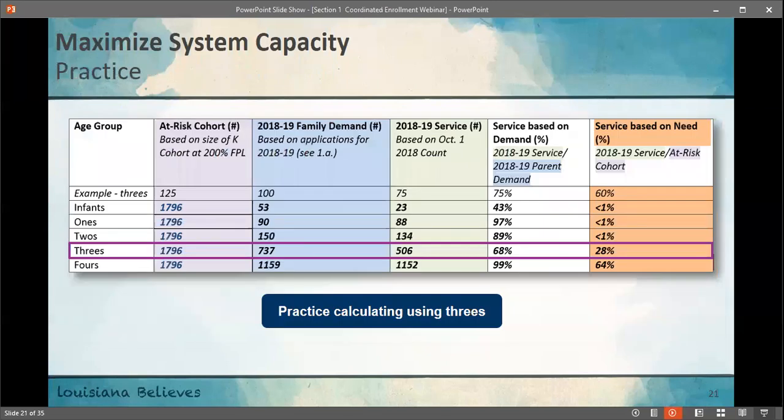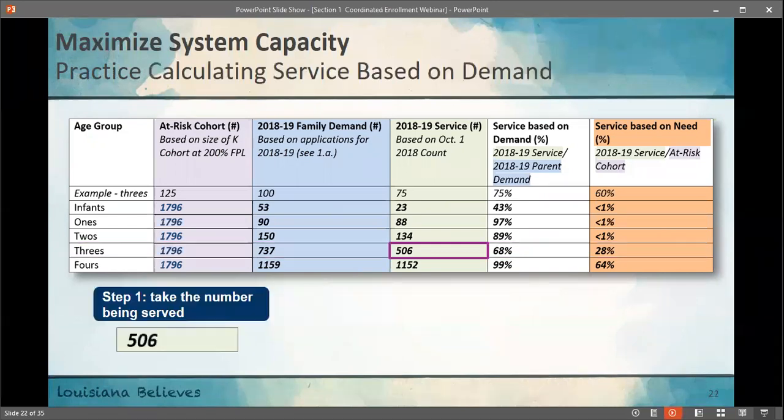All right, so we're going to practice a calculation and really hone in on the threes. You can see we highlighted it in purple, and we're going to go step by step. For step one, we're going to pull out the number from the service column. It's based on your October 1st count, the number being served. This is 506 students that are enrolled and being served in a seat by October 1st.